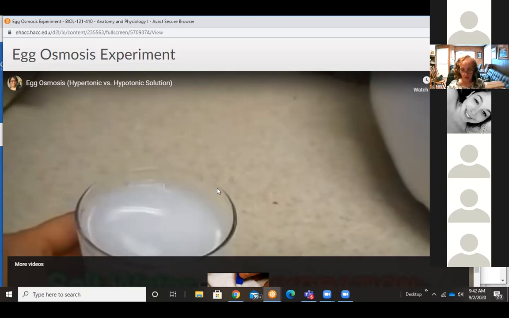It sucks out more water than what you just drank. It sucks the water out of where? I don't know specifically where. It sucks it out of your cells.